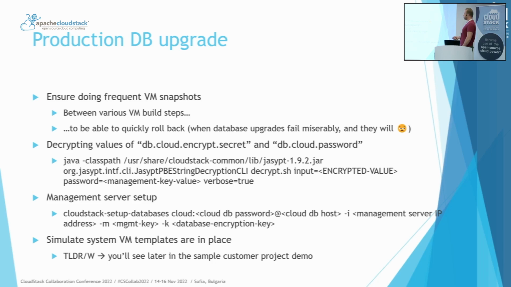Decrypting the values, DB Cloud Encryption Secret or the cloud user password, is done using this fancy command. Basically, you will be inputting whatever encrypted value, be it DB Cloud Encrypt Secret or DB Cloud Password. You'll use the management key value as the password. You will get the value, and then eventually you will use the CloudStack setup databases with those values, specifying the database host being the same VM where you are working, the cluster node or the management server, again the same IP, and then you will be specifying the management server key and the database encryption key, which you learned by decrypting it over here. Simulating system VM templates, I'm not going to show you on the slide because it's a huge pile of code. You'll see this later when I show you the sample customer demo.